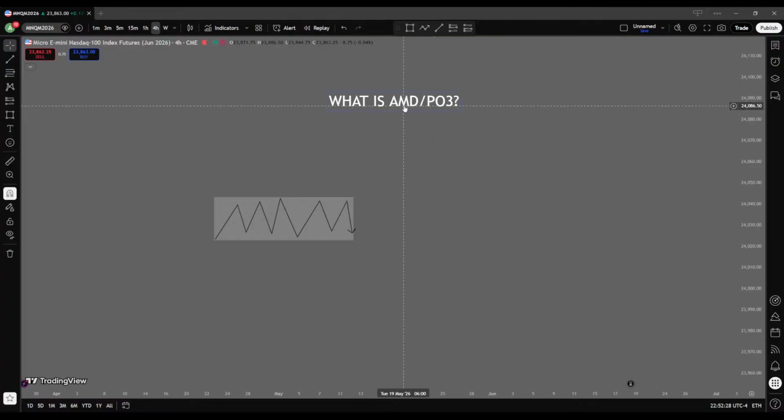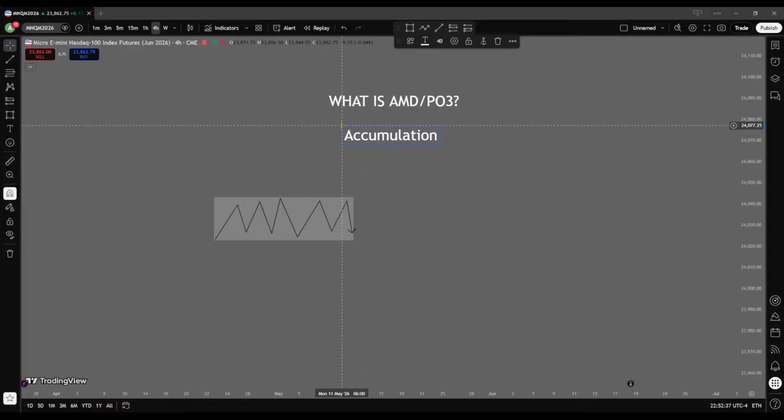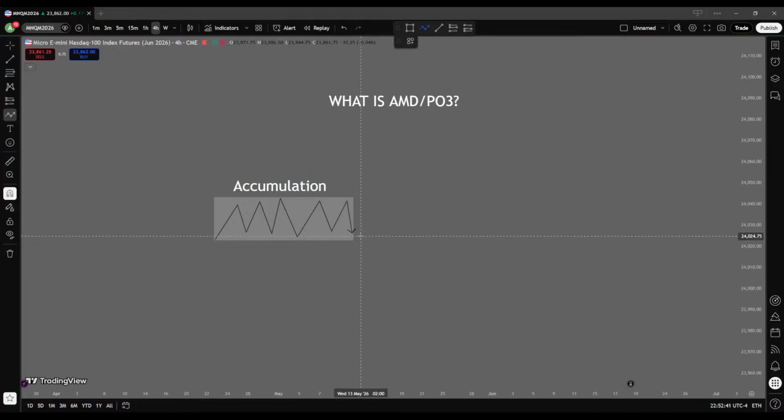Next is the M part of the AMD setup, which is manipulation. So here, I'll actually type this out for you guys. A is accumulation. We'll actually label it here. Next is M, which is manipulation. Now, in this instance, I'm going to make it go lower, but it could apply both ways. So it could look like this, or it could look kind of like this. It could go both ways, higher or lower. Doesn't really matter.